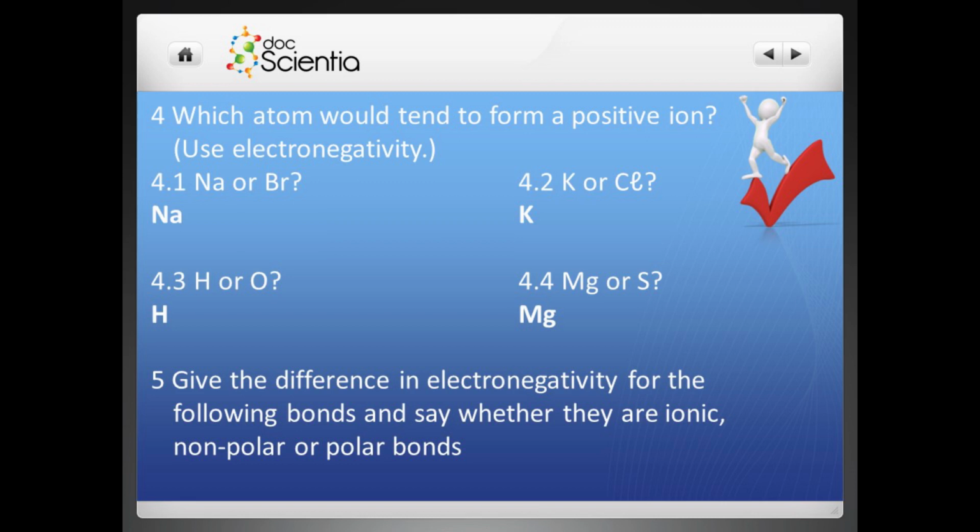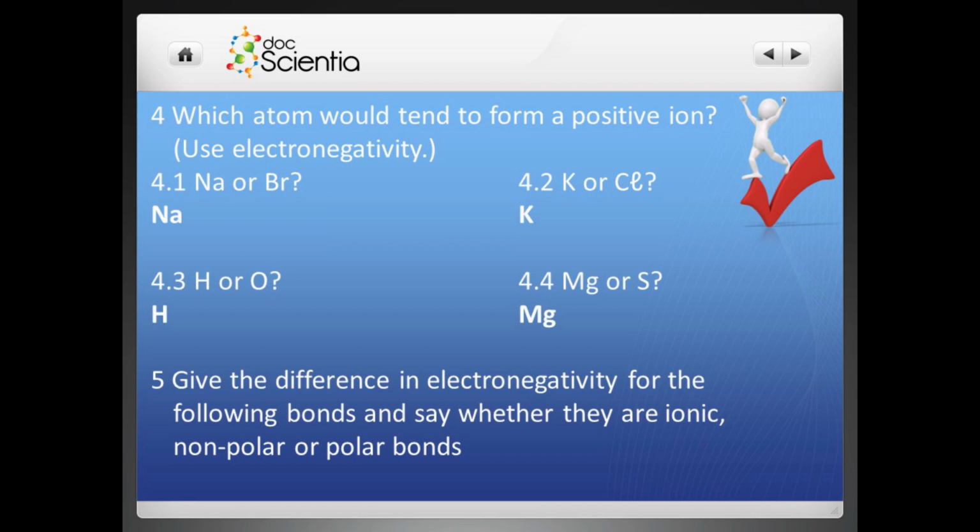Now I made a little note here in my book. Each time it is the one with the lower electronegativity. Yes, we also know it's the positive one because we know it's the metal on the left-hand side of the periodic table. But each time as well, if you look at them, it's the one with the lower electronegativity.